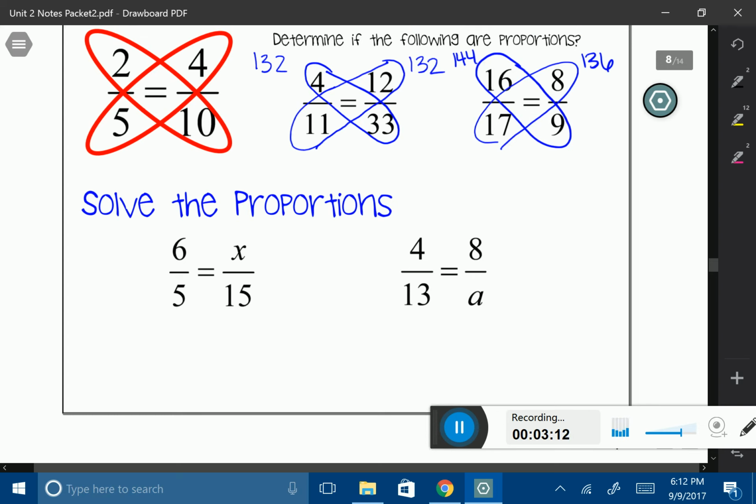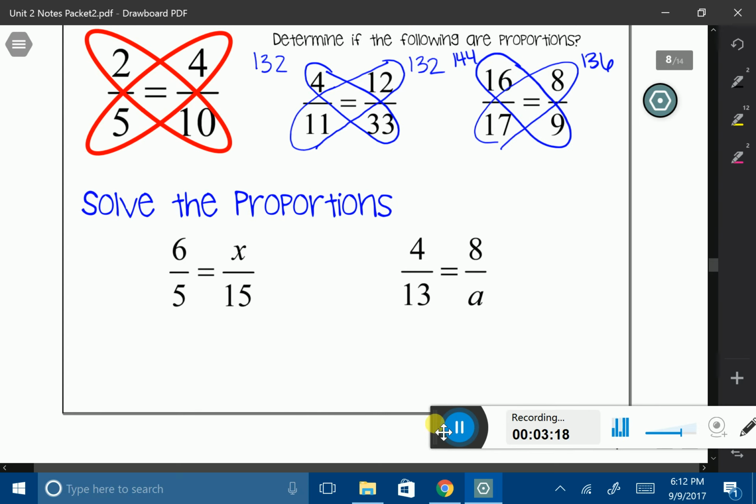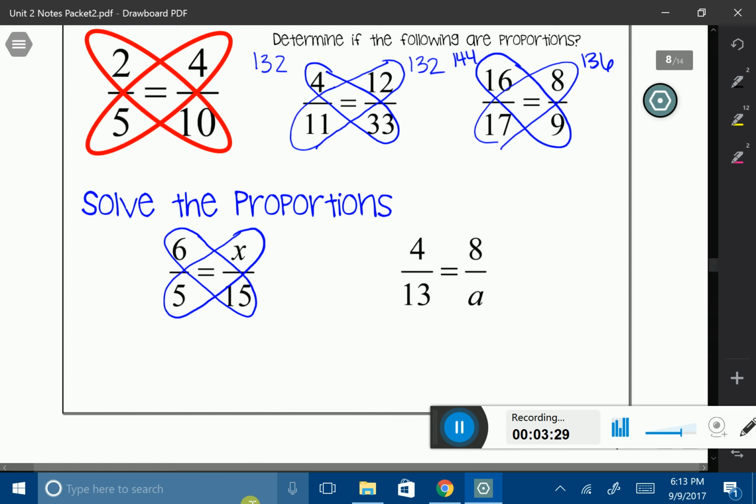Now, when we solve proportions, we're going to use those cross products we were just doing. You don't actually have to circle them, but I'm showing you visually. I'm going to show you two ways to solve a proportion. First, mathematically. We multiply these two cross products, so I have 5x equal to 6 times 15. That's essentially what I'm doing whenever I'm doing the cross products.